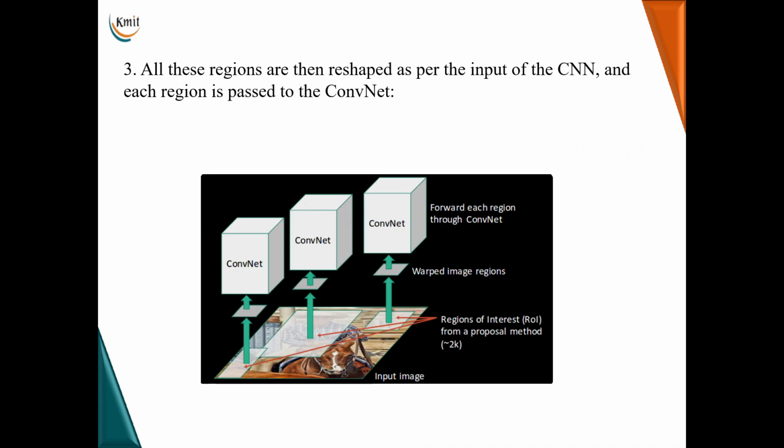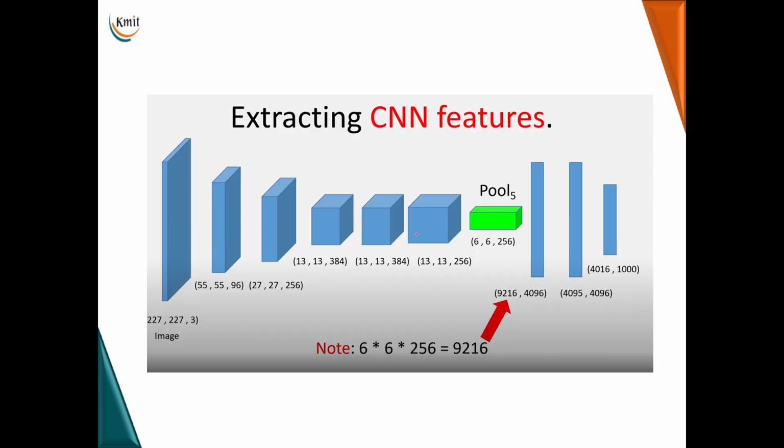Next, once the regions are warped into a constant dimension, each region will be passed to a convolutional neural network for extracting the features. Now, how are these features extracted? To extract the features, we make use of predefined models. In this example, I'll explain using an AlexNet model which has 8 layers. You can use VGGNet, you can use ResNet also. Here I am extracting features using AlexNet, which has 5 convolutional layers and 3 fully connected layers.